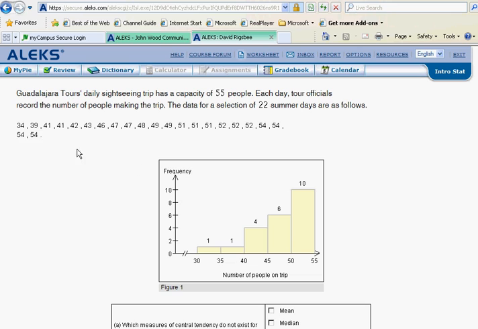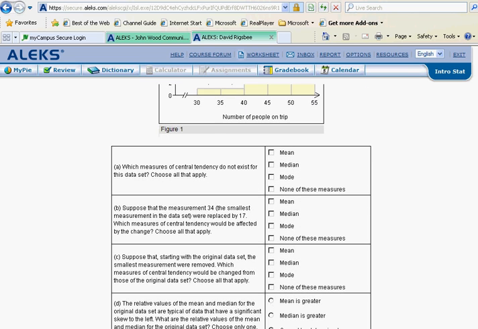So notice that they will give us a sorted list of values, and then they will give us the frequency histogram for those values, and then they begin to ask us questions. So the first question says, which measures of central tendency do not exist? Do not exist. A key word there would be have an answer. Which values do not have an answer? Well, only the mode even has the possibility of not having an answer.